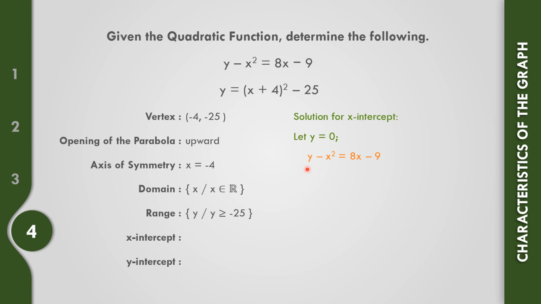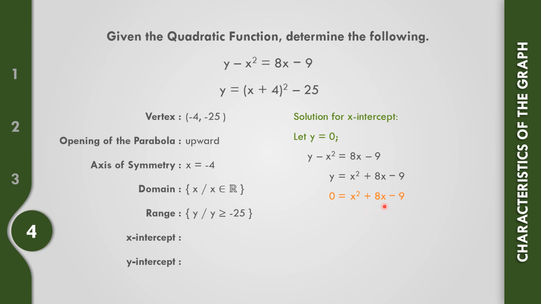So that becomes: bring down y, change the sign of negative x squared to positive x squared, then bring down 8x, bring down negative 9. We need to replace the value of y by 0, so 0 is equal to x squared plus 8x minus 9. Afterwards, let us solve for x using factoring. Think of factors whose product is negative 9 and whose sum is positive 8.